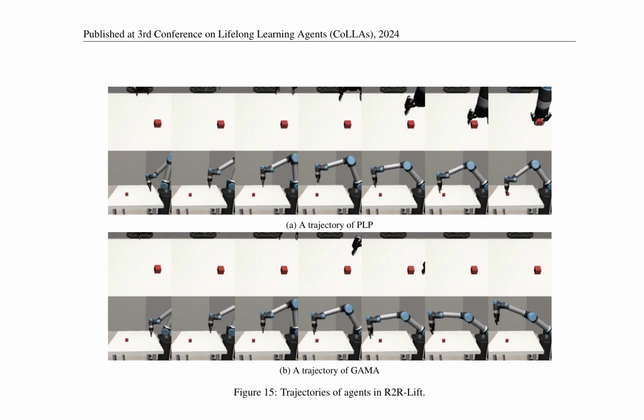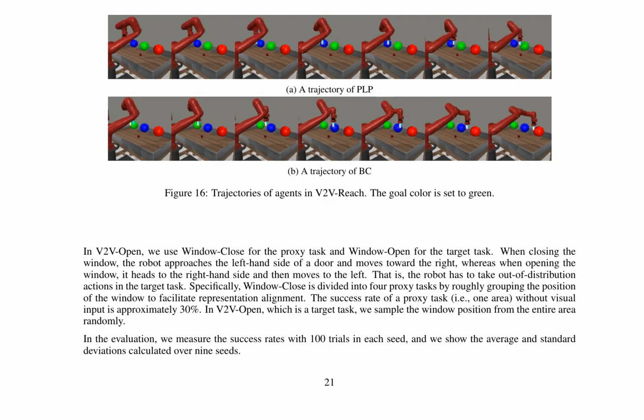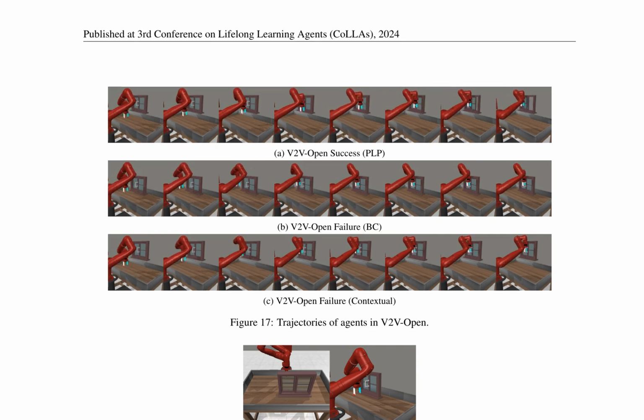The research discusses the lifelong learning of agents in various environments, focusing on the R2R lift and V2V reach tasks. In R2R lift, agents learn to navigate through rooms to reach goals, while in V2V reach, they learn to open or close windows. The authors introduce novel methods for representation alignment and out-of-distribution actions. They evaluate the success rates of proxy tasks and target tasks, showing promising results.